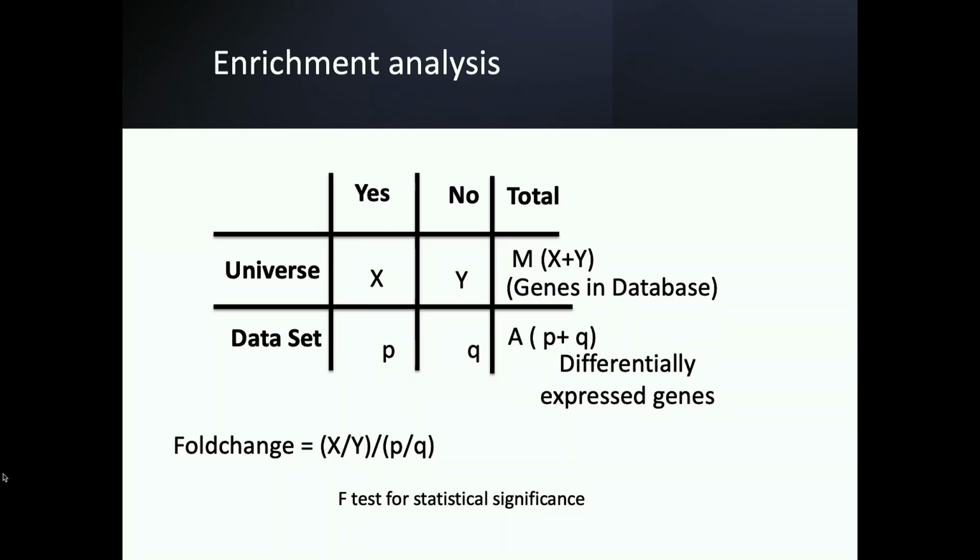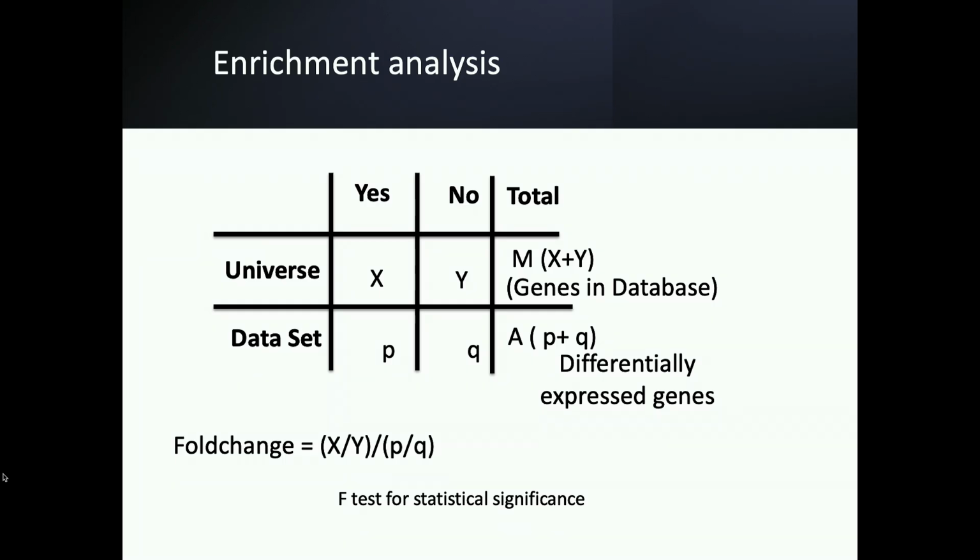Now what you are asking is, you take one pathway, say Wnt signaling. You will ask how many genes in my universe are related to Wnt signaling. That is X. Then you subtract X from M, where M is the total number of genes in the universe. So M minus X gives you the Y value, which is the number of genes in my universe that are not Wnt.